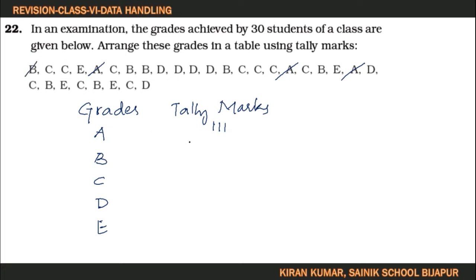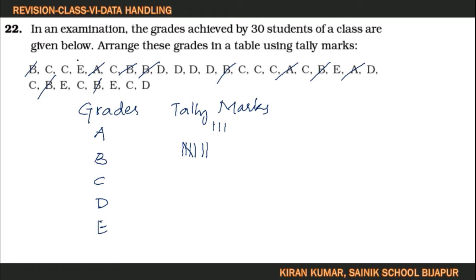1, 2, 3, 4. Remember friends, when 5 is done, it is done like this. Fifth one is a horizontal, sorry, diagonal. 6. So totally 7 students have got B grade.